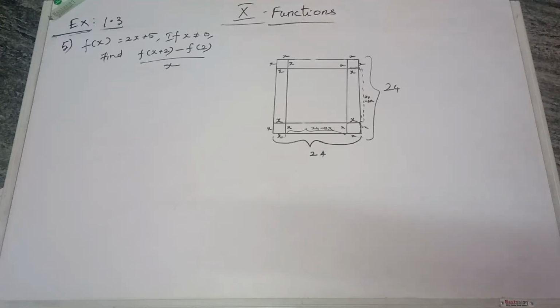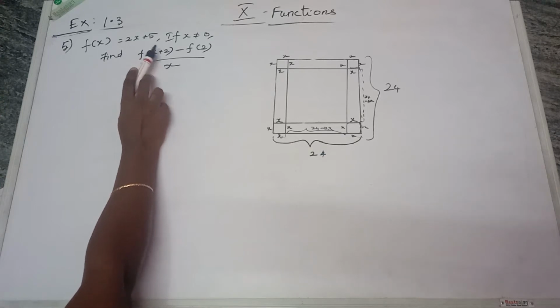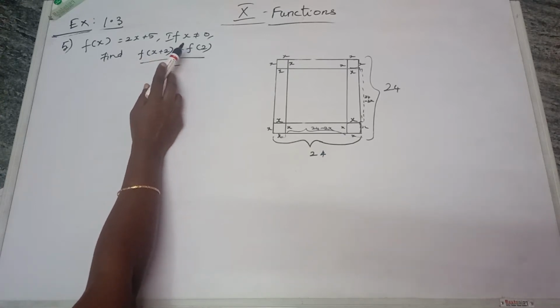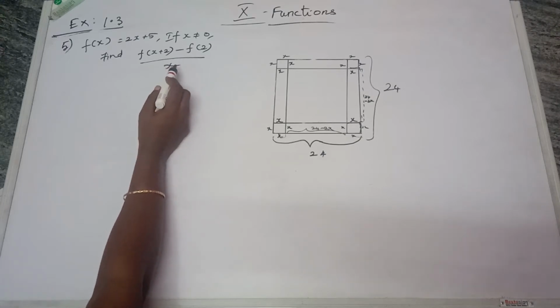In this video, we are going to see exercise 1.3, fifth problem in functions. Okay, so the question is, let f(x) = 2x + 5 and x not equal to 0, then find [f(x + 2) − f(2)] / x. They ask you to find this value.